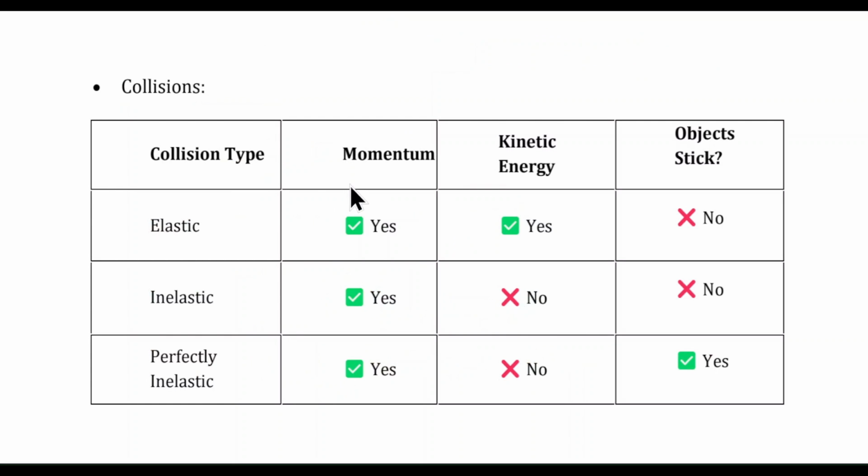Next is types of collision. There is elastic, inelastic, and perfectly inelastic. If it's elastic, momentum and kinetic energy are both conserved, but the objects don't stick together. Inelastic means only momentum is conserved, kinetic energy is not conserved, and objects do not stick together. Perfectly inelastic, only momentum is still conserved, and this is the only situation, perhaps the easiest, where objects stick together. Kinetic energy is still not conserved. All right, this unit is done.